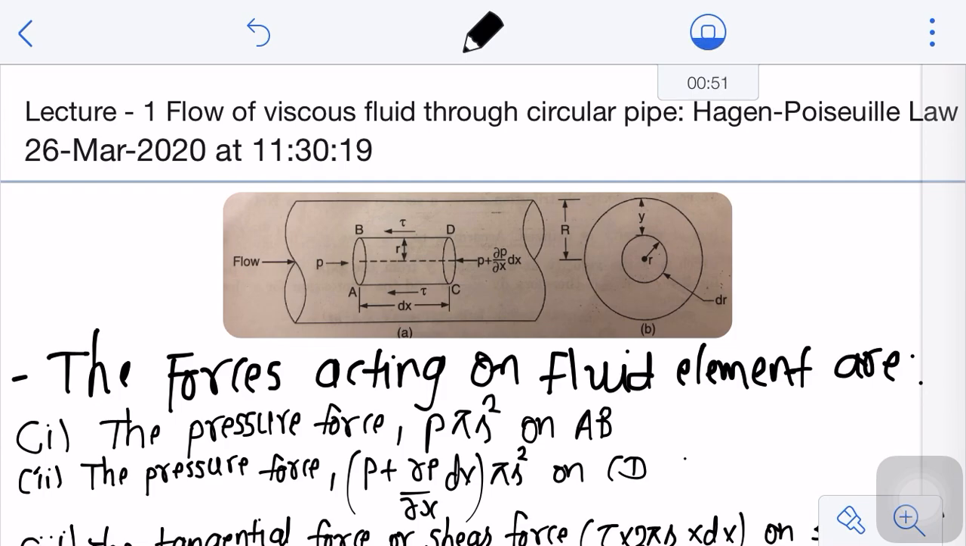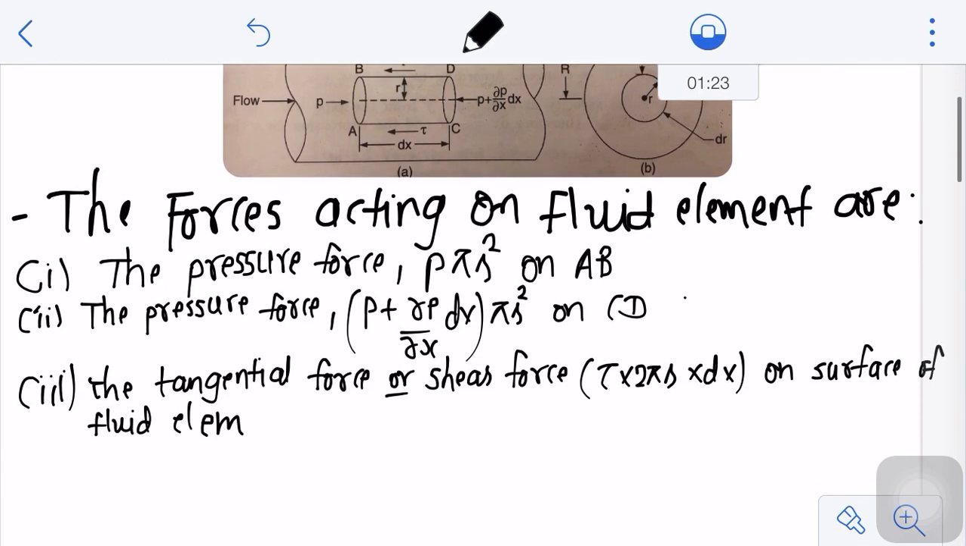Let us now consider a small cylindrical pipe section of radius capital R and a small concentric cylindrical fluid element ABCD, of radius small r, length dx, located at a distance y from the boundary of the pipe. If we consider the various forces acting on the fluid element, as you know, when the fluid is in motion, various forces act on the fluid, and we have already discussed these in viscous flow.